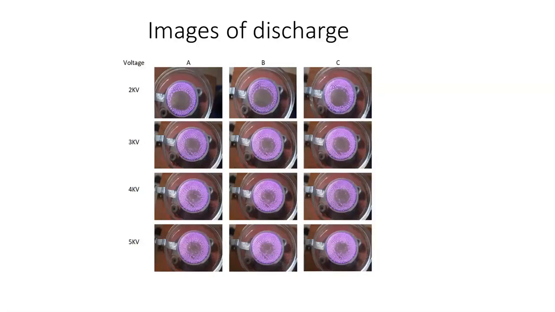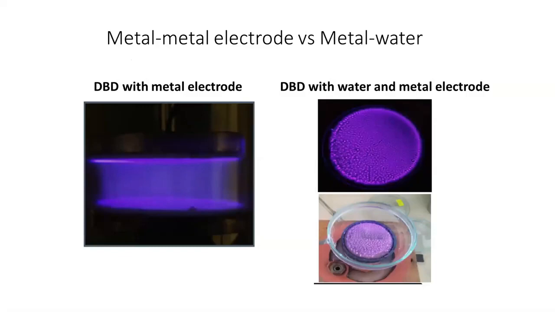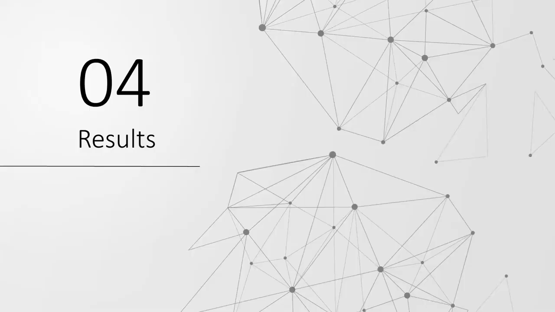Now, here we can see the images of discharge at a particular frequency, that is 27 kilohertz, using a water electrode. And we can see that the number of micro discharges increases with increase in applied voltage. Now, here are metal electrodes versus water electrodes. In DBD with metal electrodes, we can only see a side view of the generated discharge, but in DBD with water and metal electrodes, we can view the front view of the discharge, which helps to investigate the uniformity of micro discharges. Now move to the results.